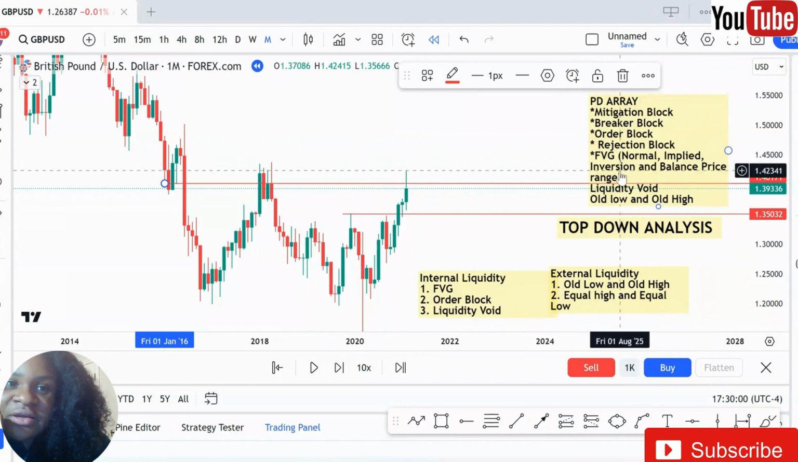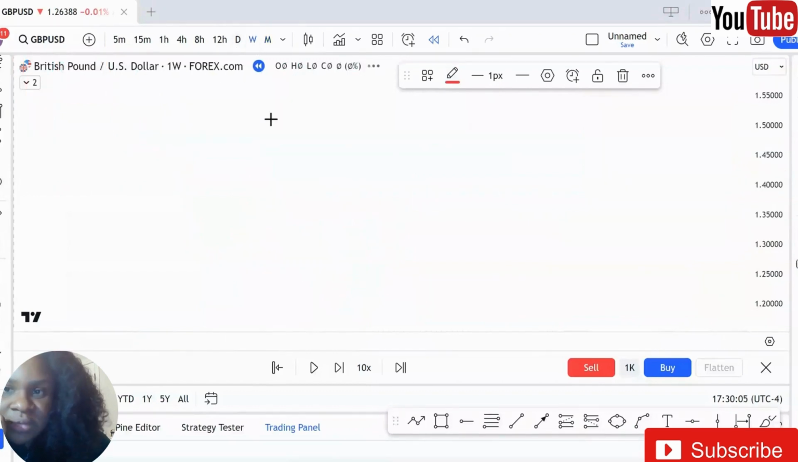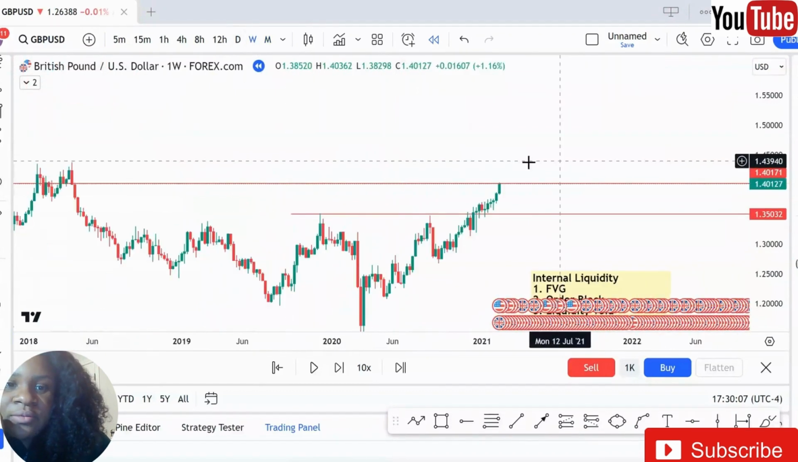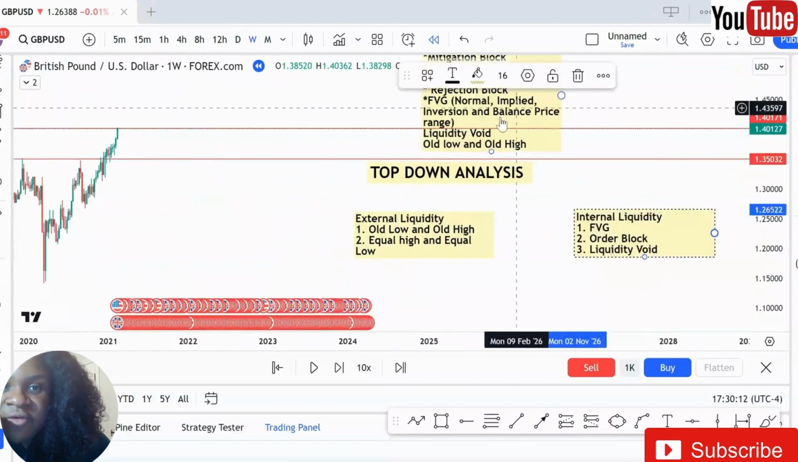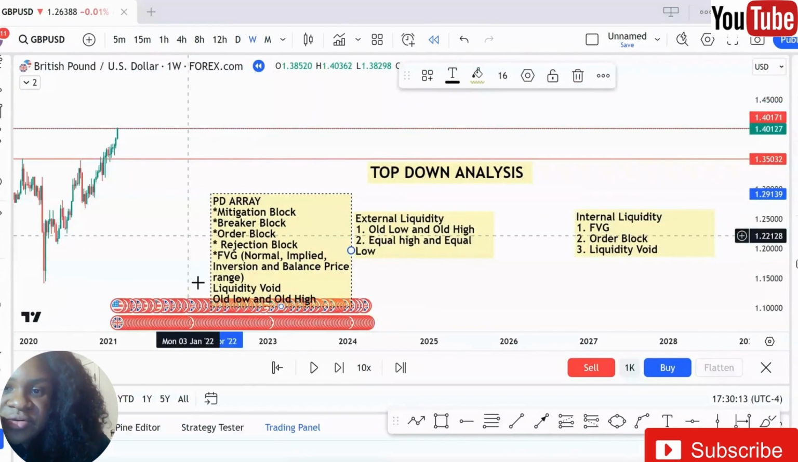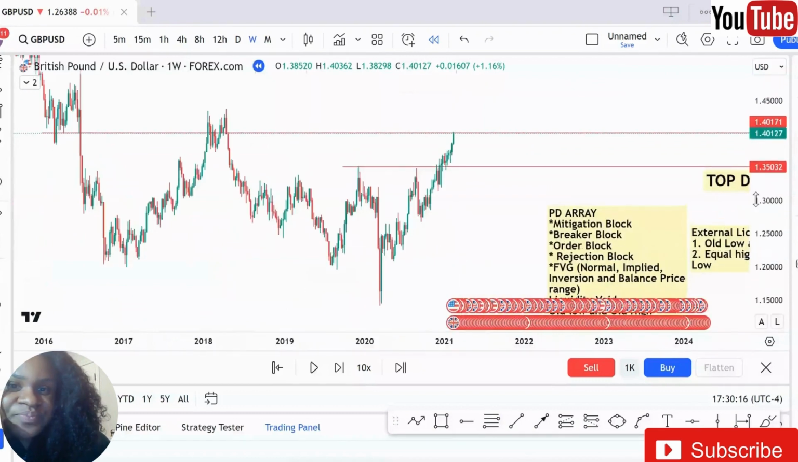Then we have the inversion fair value gap. I will show you an example in the future. And also we have what we call the balanced price range. Well, I will also show you in the future. Now, don't forget the rule. If the market takes out internal, the market always comes back for external liquidity. But I use this as my top-down analysis.